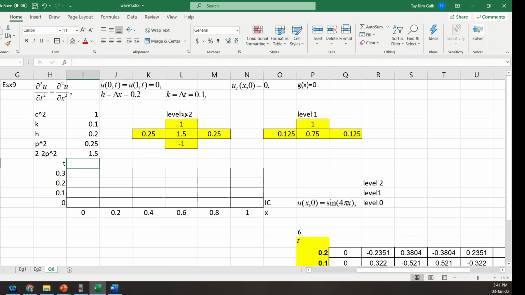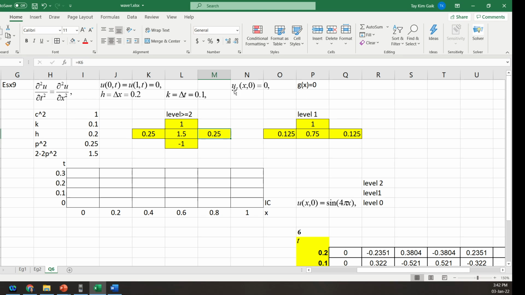So the molecule for level 2 onwards: the target cell coefficient is your rho squared, 0.25. The center middle coefficient is 2 minus 2 rho squared, which is 1.5. The right middle coefficient is 0.25. The center bottom is minus 1.